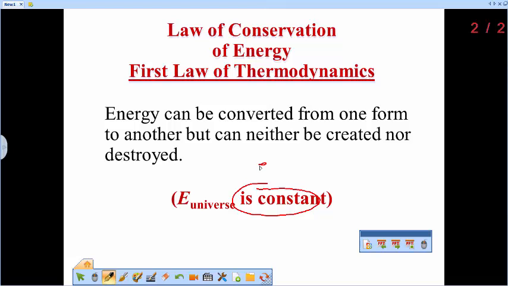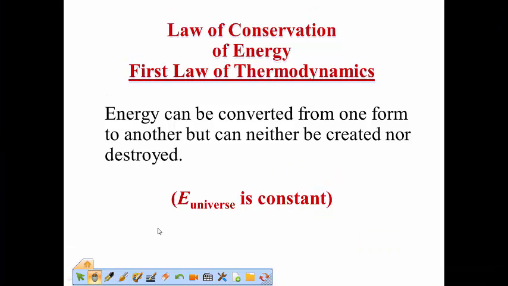So you can turn electrical energy into heat. You can turn chemical energy into heat or into electricity. There's all kinds of energy transfers and conversions, but that energy is constant. The energy in the universe remains constant throughout all of these conversions.